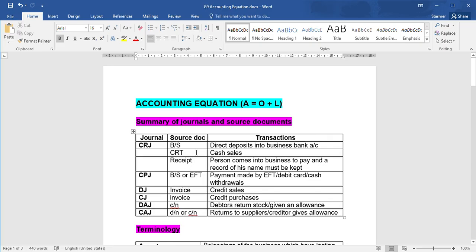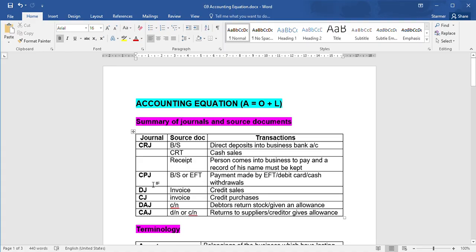here. Bank statement is if someone deposits money directly into the business bank account. They transfer money by EFT, or they go into the bank and just deposit straight into your account. A cash register tape, CRT, is for cash sales. A receipt is where the person comes into the business to pay, and we need to keep a record of his name. So for example, if a debtor comes and pays you back, we need to know who's paying us back, so we're going to give him a receipt.